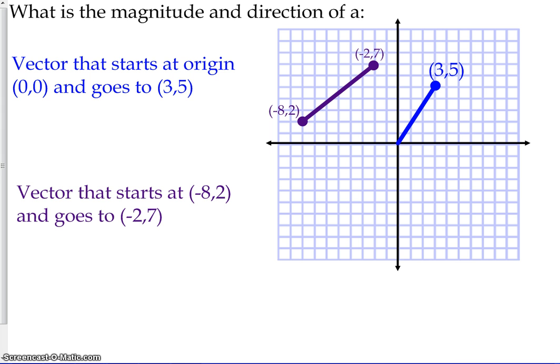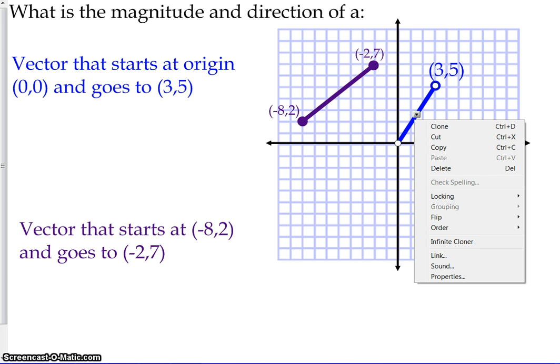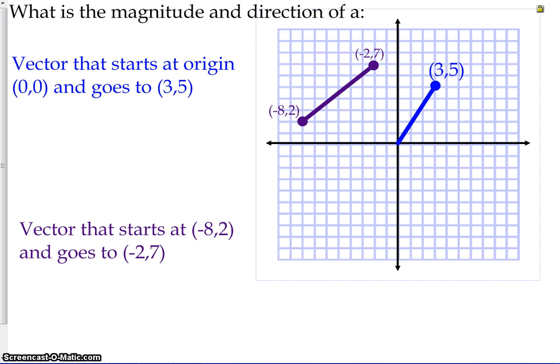And today the magnitude is still going to be seen as the distance, but instead of saying it in degrees, we're going to use the Cartesian coordinate system here. So if we have a vector that starts at 0, 0, and it goes to 3, 5, the direction of that vector is 3, 5. That's my direction. Magnitude is the distance.